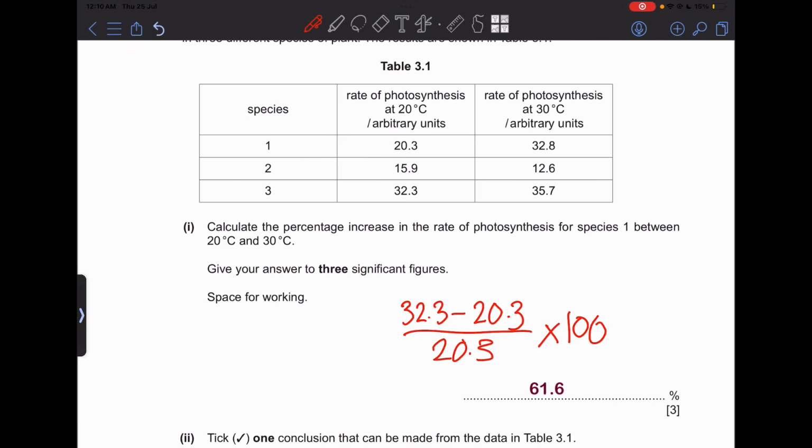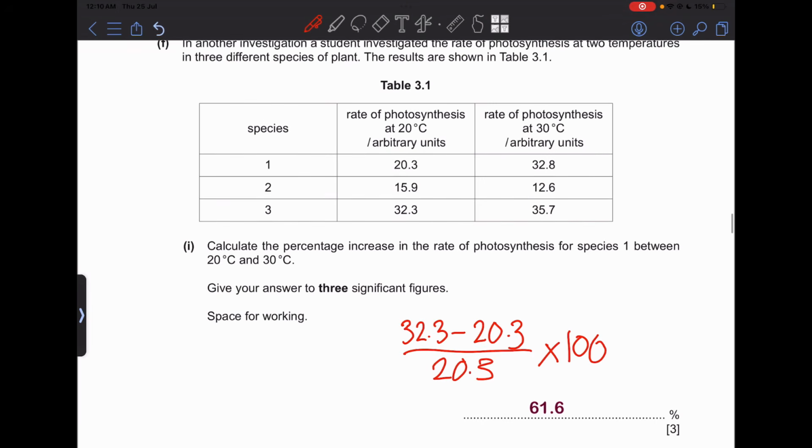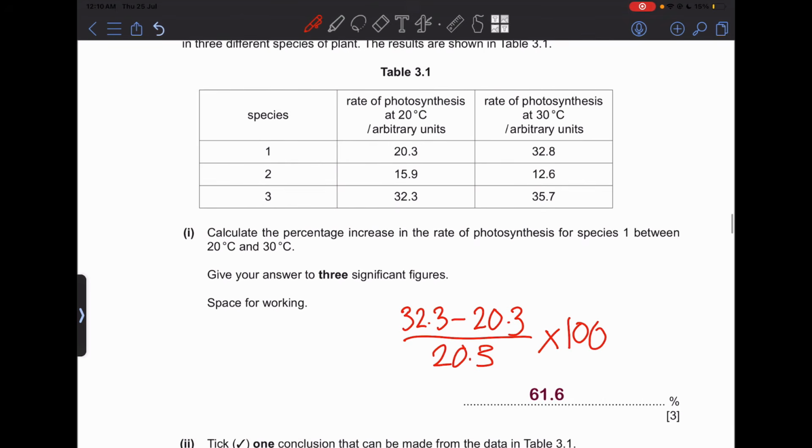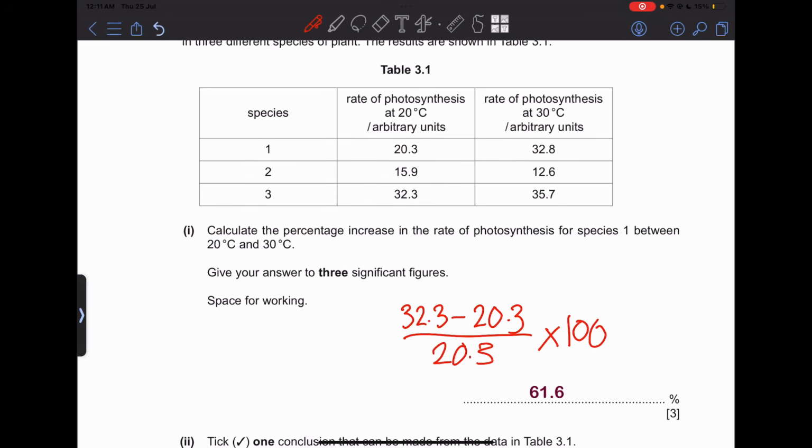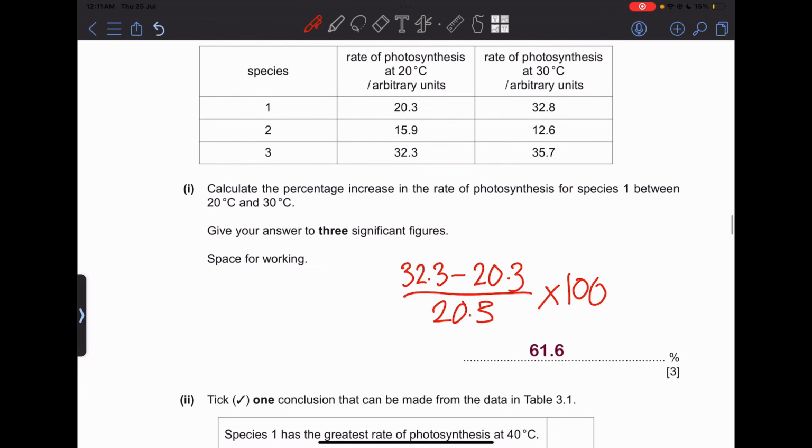Give your answer to 3 significant figures. So 3 significant figures means that the number should be rounded to 3 significant figures. To calculate percentage change, you get the new value minus the old value, divided by the old value, multiplied by 100.